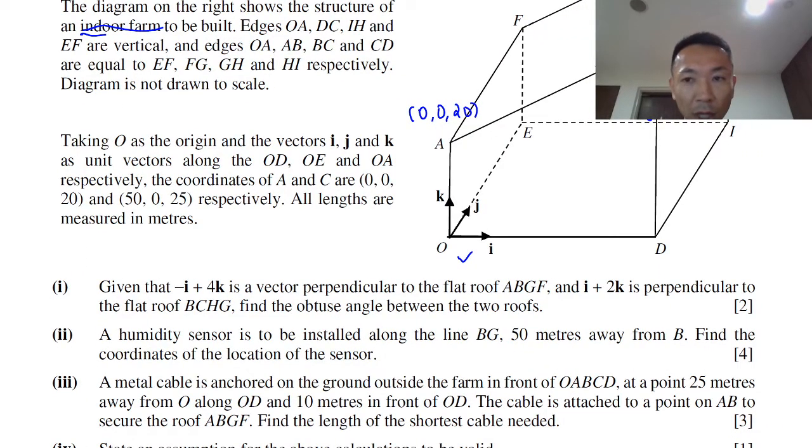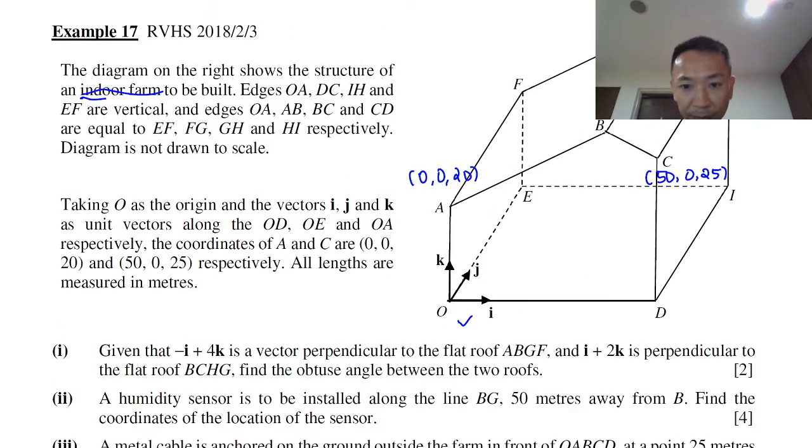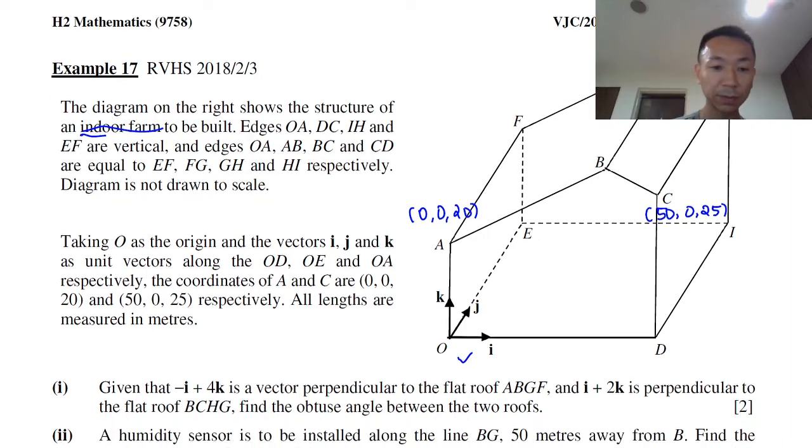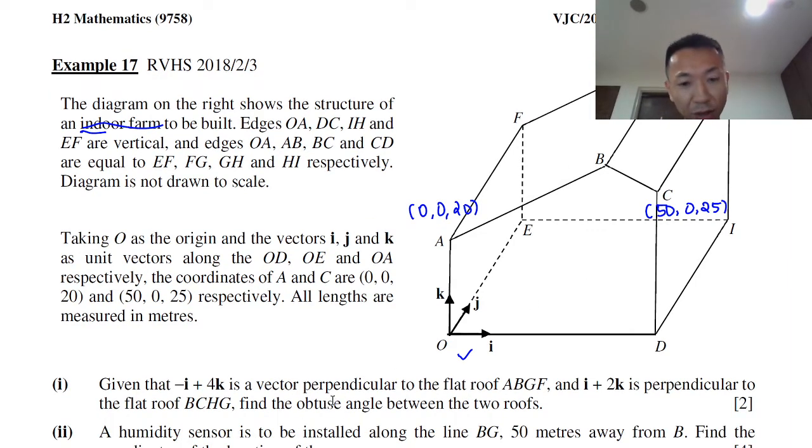Now, given that this is a vector perpendicular to the flat roof, whether this is a roof or what doesn't matter, I know it's ABGF. This plane ABGF, and this vector is perpendicular to the flat roof BCHG, this corner. That means the two roofs like that. Interestingly, they ask you to find the obtuse angle between the two roofs. They didn't ask for the acute angle, they want us to find the obtuse angle.